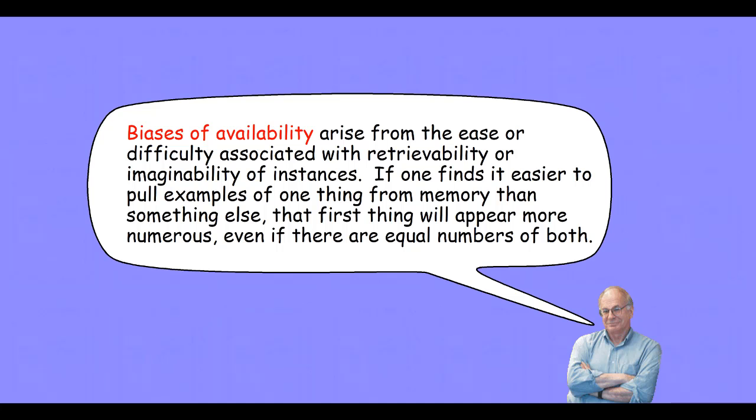In general, biases of availability are going to arise from the ease or difficulty associated with retrievability or imaginability of instances. If one finds it easier to pull examples of one thing from memory than another, then the first will appear more numerous, even if there are equal numbers of both.